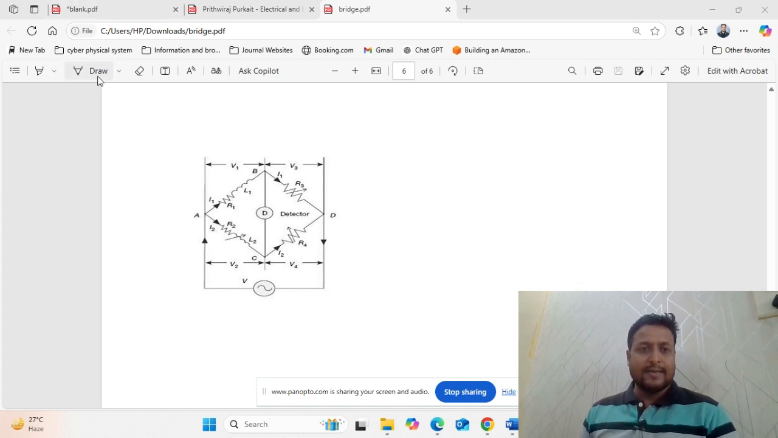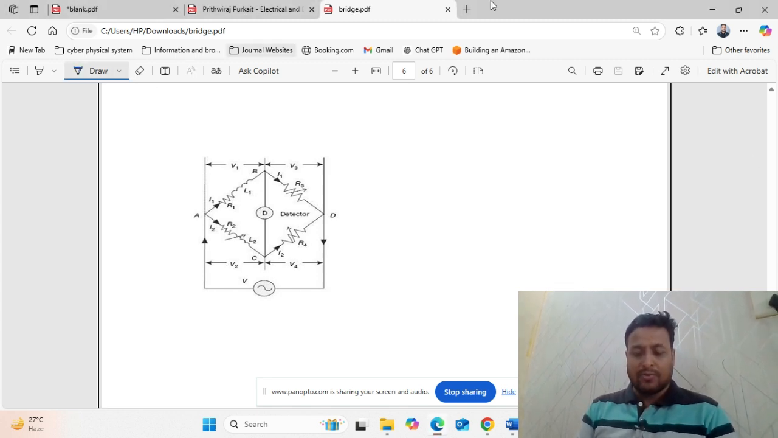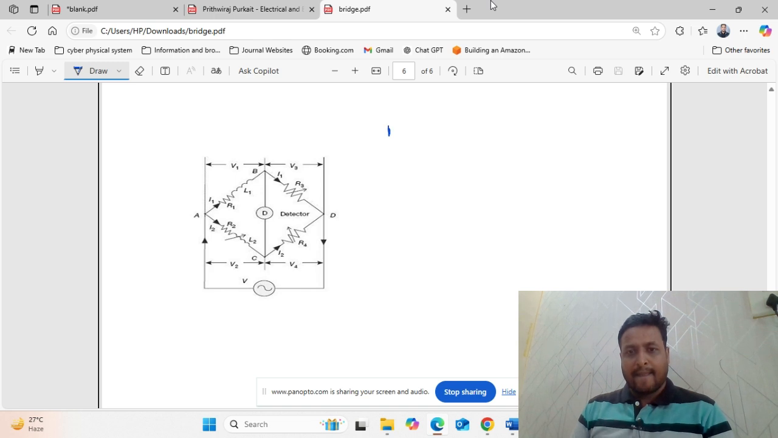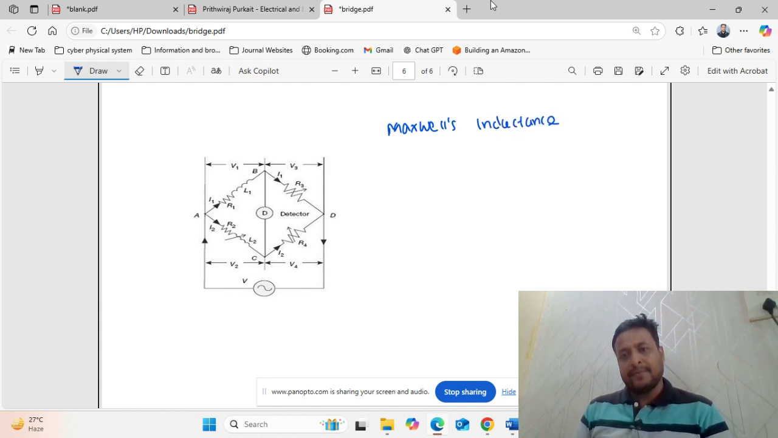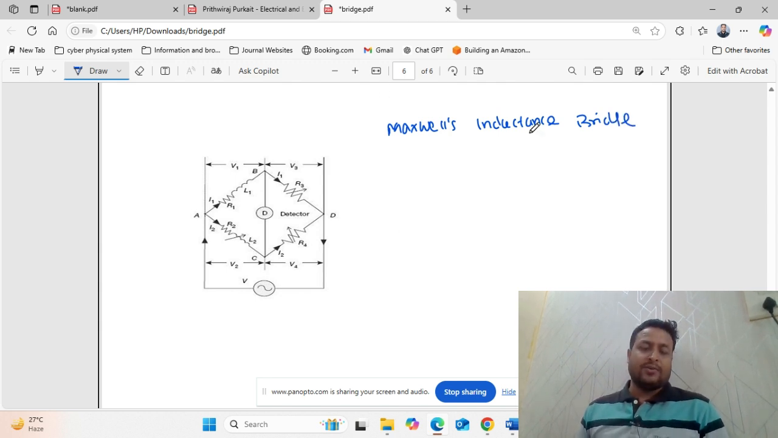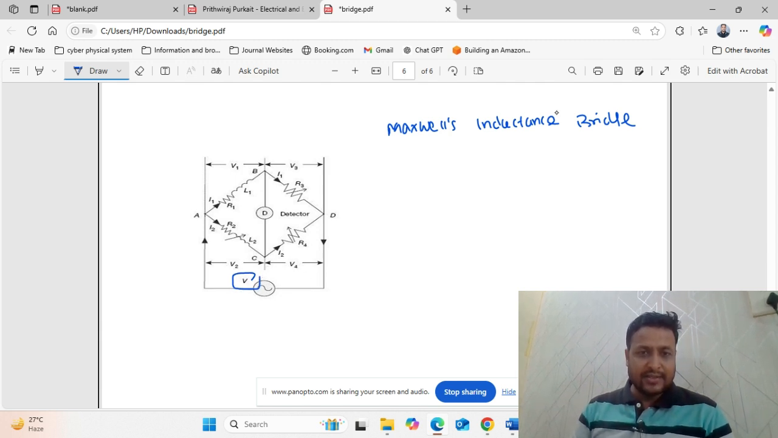So we'll see how to calculate this Maxwell's inductance bridge, and we'll see how to draw the phasor diagram. See here, this is the supply voltage V. Now when the supply voltage V is applied, the bridge has four arms: one, two, three, and four.